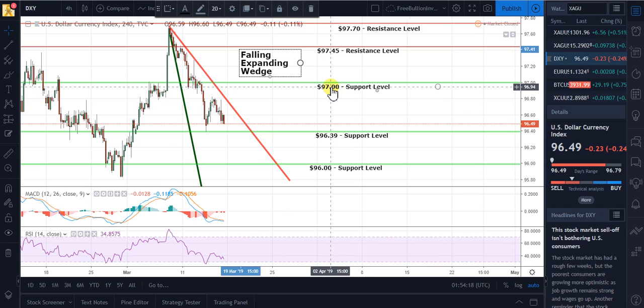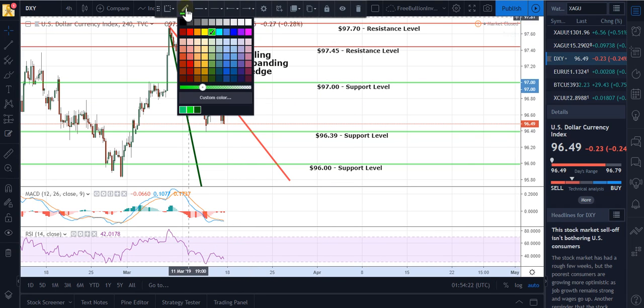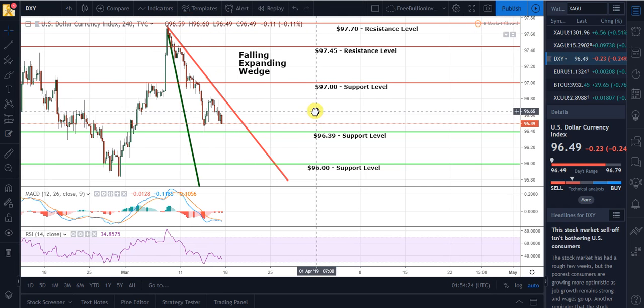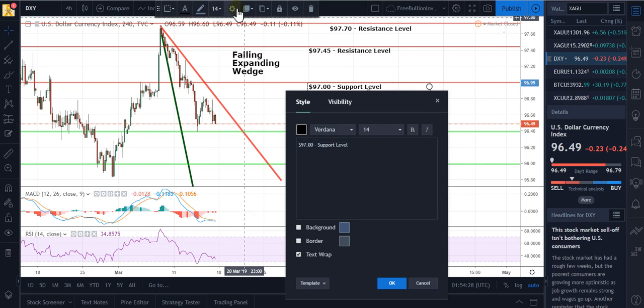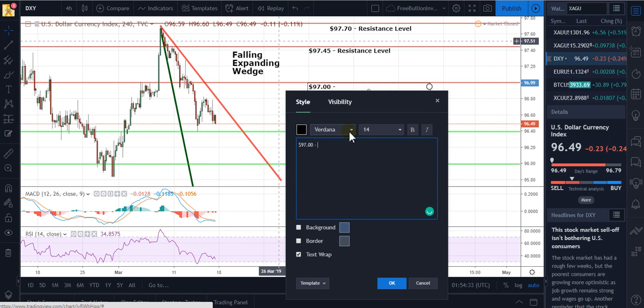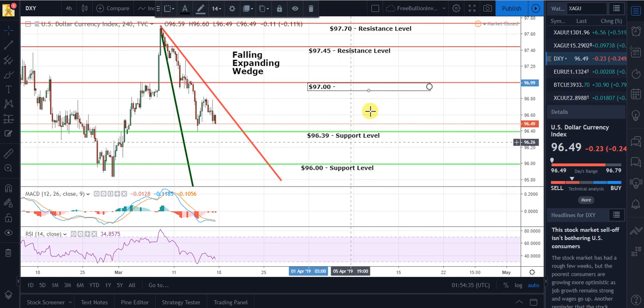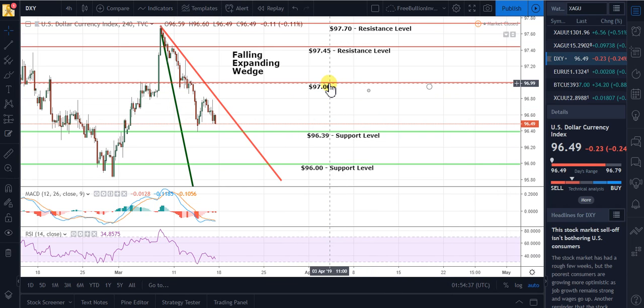The $97 level, though, has become resistance now that the US dollar has fallen below it. So the label here will be changed. I'll just change it real quick. I'll just make it 97. So you get the idea with the red line. So anyways, the $97 level is now resistance.